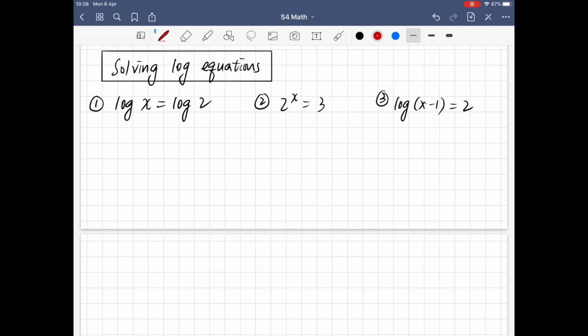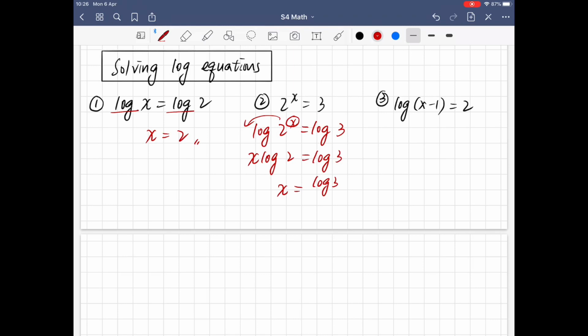Okay, so for question 1, as you can see, there is log on both sides, and we can just simply take off the log so that x is equal to 2. And for question 2, when we are solving this kind of equation, we have to take log on both sides. Okay, and then we can put the power x in front of the log. And finally, calculate the value of x.